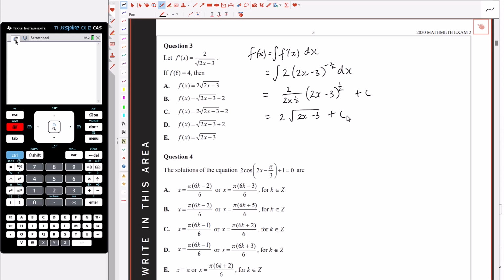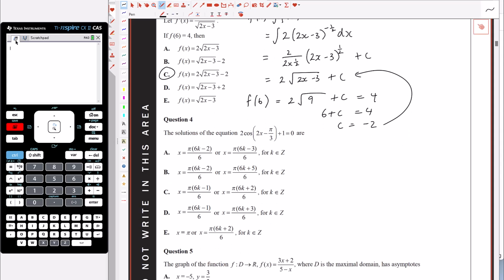All right, so we've got our point f of 6, which would mean 2 times the square root of 12 minus 3, so that's 9, plus c equals 4, and so that's going to be 6 plus c equals 4, and so c is negative 2. And so therefore our equation is going to be, if we put negative 2 back in up there, we're going to have 2 times the square root of 2x minus 3 minus 2, and so that's going to be option C.